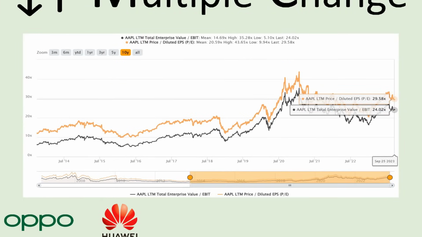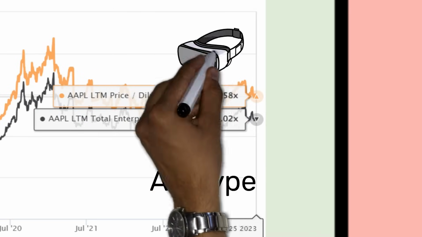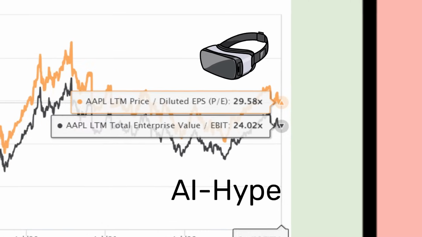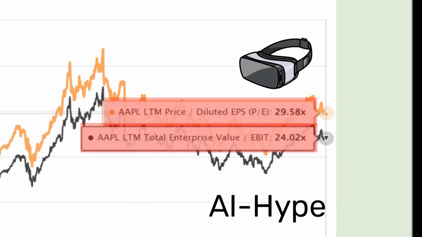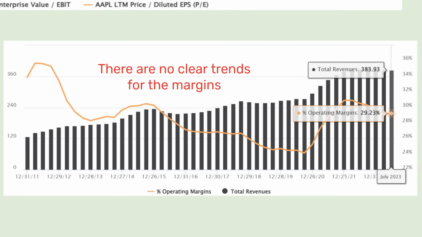Why is Apple currently trading much higher than its historical averages? And is it justified? Much of the expectations revolve around AI and the goggles. But with analysts still expecting Apple's growth rate to be lower than their 10-year historical average of 8.5%, there really is no reason for us to pay more for each dollar earned today than we did the last few years. Also, we don't expect the margin to help. There are no reliable trends here.